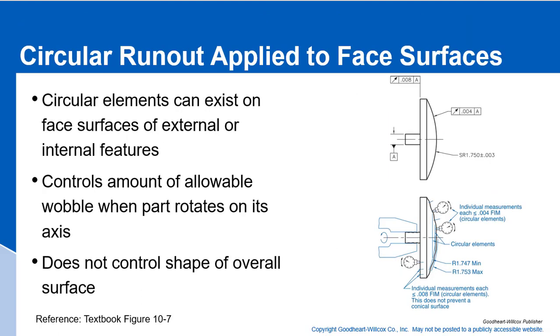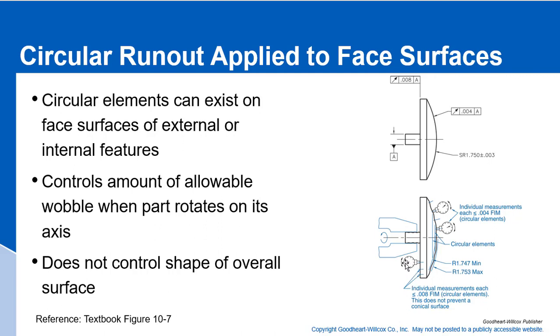Now, we can also perform a runout check on a flat face. In this case, again, we have our datum axis for rotation here, datum A, and then we have a runout tolerance applied to the back face of the part here. We also have a runout tolerance applied to the spherical surface here as well. How we would check that is we would check this one separately from the other one.